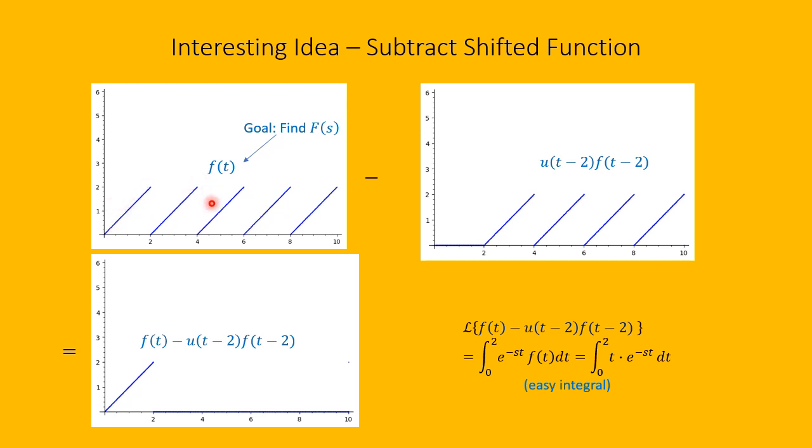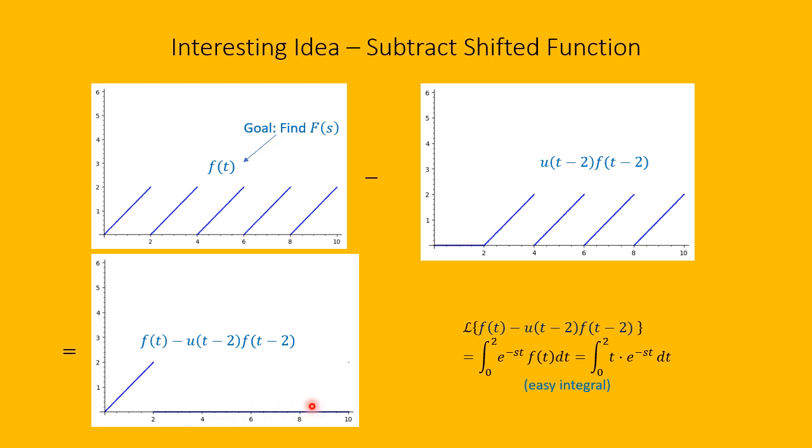So when we take this graph minus this graph, or perhaps I should say this function minus this function, what's left is a function that looks like this. Between 0 and 2, it's just the function f of t minus u of t minus 2, f of t minus 2. This subtracting gives us this part, which is primarily maybe non-zero, and the rest of the way out here it's just 0.